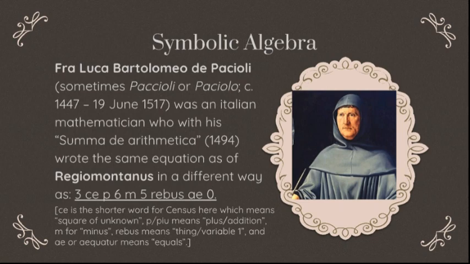In here, the unknown words are shortened and some are replaced by new symbols, such as C is a shorter word for census, here which means square of unknown. P or pew means plus or addition, M for minus, rebus means thing or variable 1, and A or equator means equals.